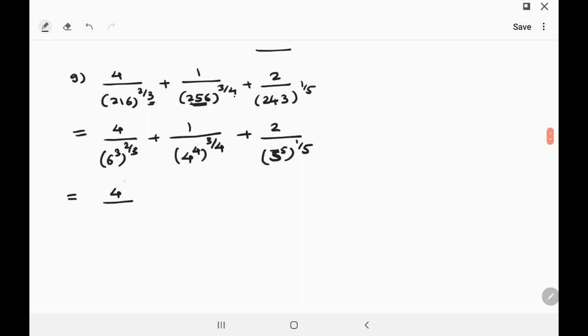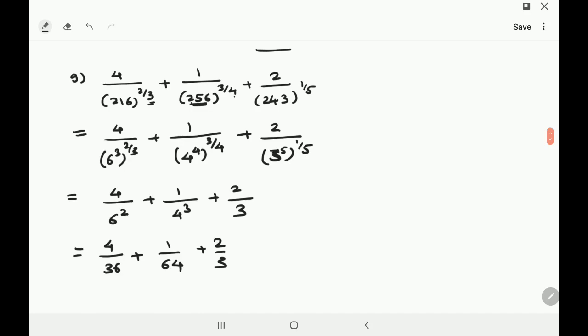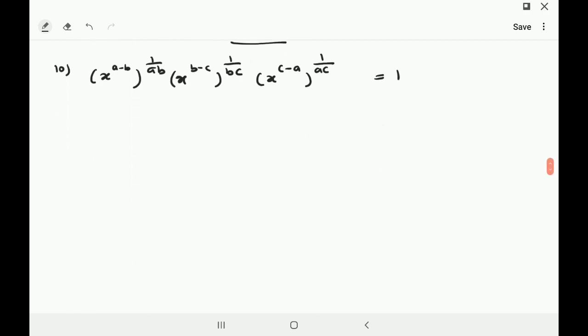So this is going to be 4 upon 3 get cancelled, 6 raised to 2, plus 1 upon 4 get cancelled, 4 raised to 3, plus 2 upon 5 get cancelled, 3. Right? So this is 4 upon 36, 1 upon 64, 2 upon 3. Okay, you can add these numbers, there is no problem. After adding, you get your answer done. Okay, that's it. It's not a big deal. It's not a difficult task. Let's go for the last one.